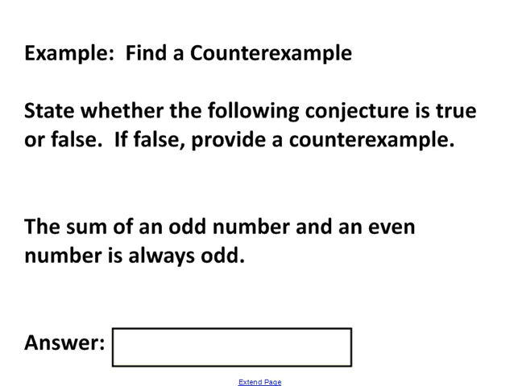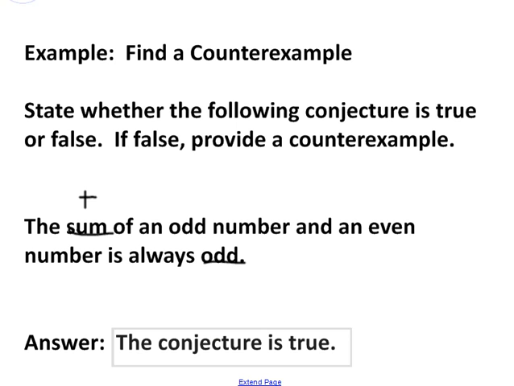Find a counterexample. State whether the following conjecture is true or false. If false, provide a counterexample. The sum, that means addition, of an odd number and an even number is always odd. Is that true or is that false? The conjecture is true. If I add an odd number and an even number, every single time I'm going to get an odd number.